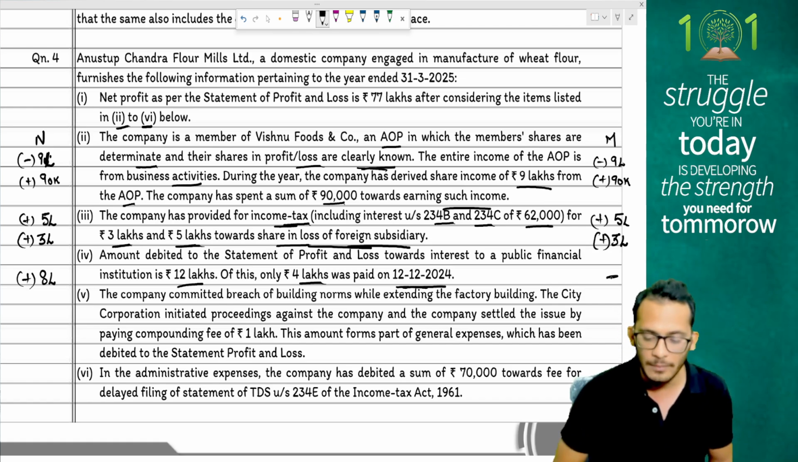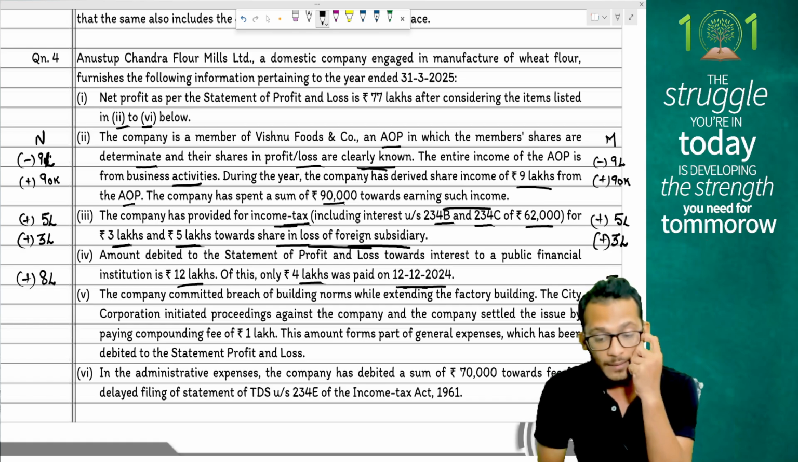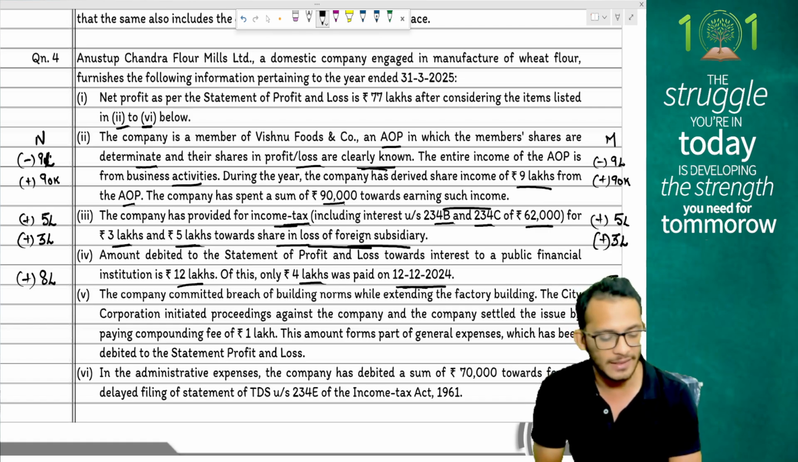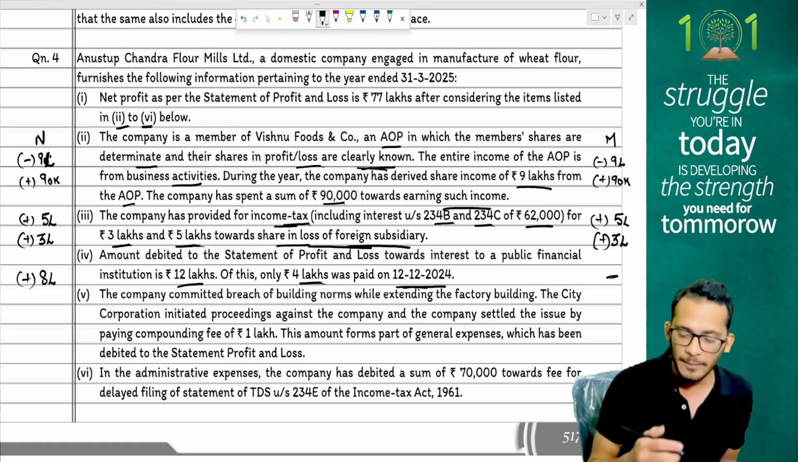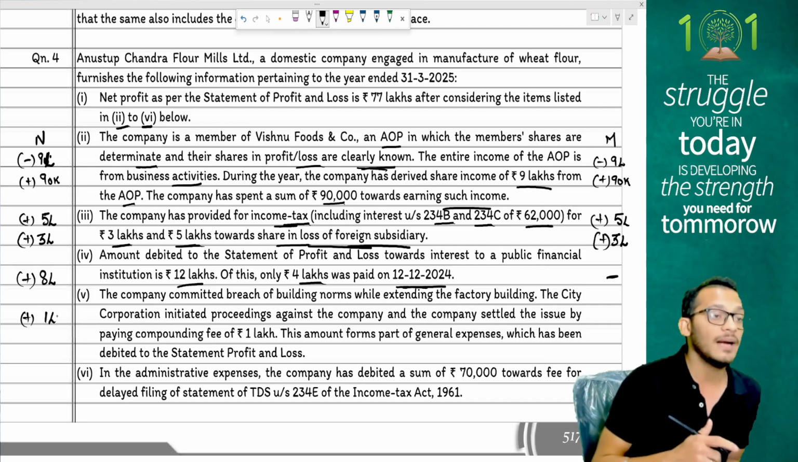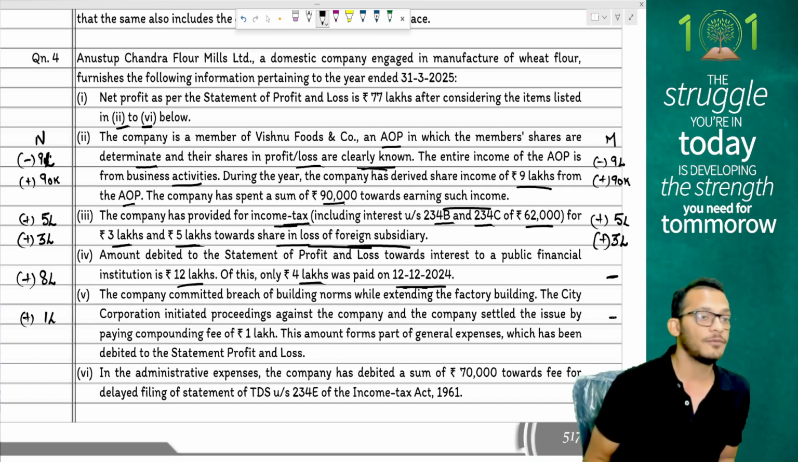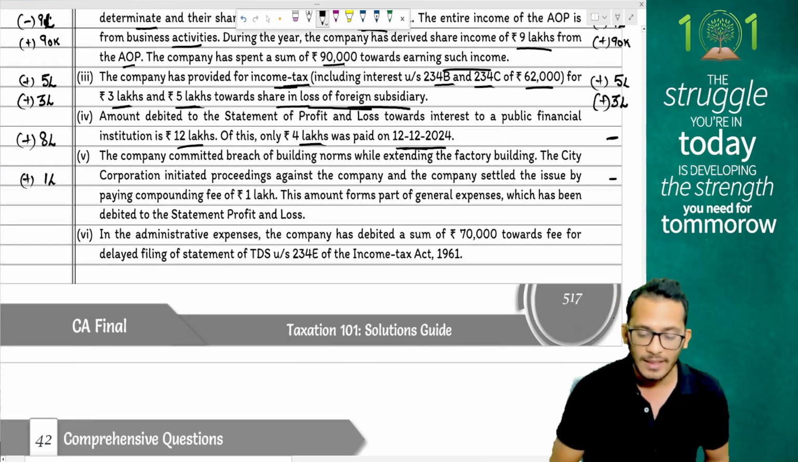Next, the company has committed a breach of building norms while extending the factory building. The city corporation initiated proceedings against the company and the company settled the issue by paying a compounding fee of 1 lakh rupees. This amount forms part of general expenses which has been debited to the P&L account. I have paid an offense payment and therefore under MAT, ignore it. Correct? Yes.